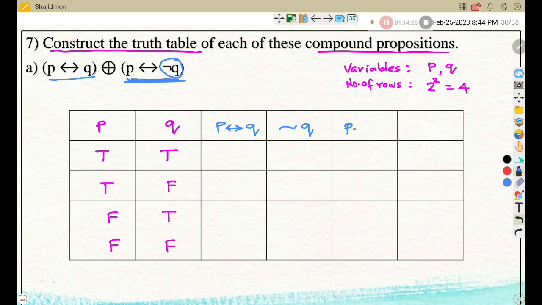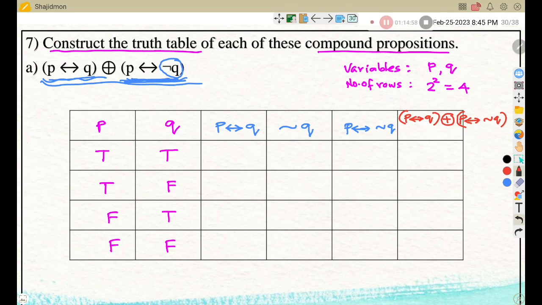After that, P if and only if negation Q. Then once you finish this bracket and this bracket, in the last column we can do the whole thing: P if and only if Q, XOR operation, P if and only if negation Q. Okay, like this. So we will do one by one.